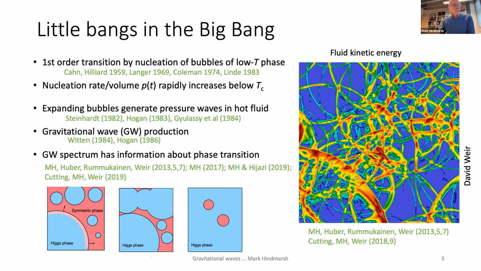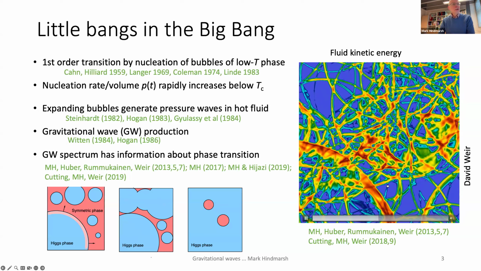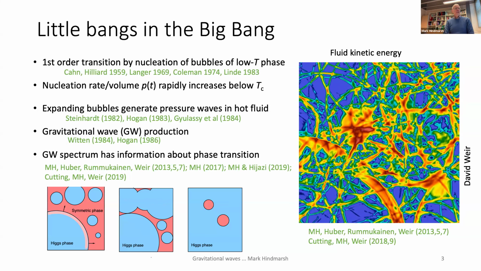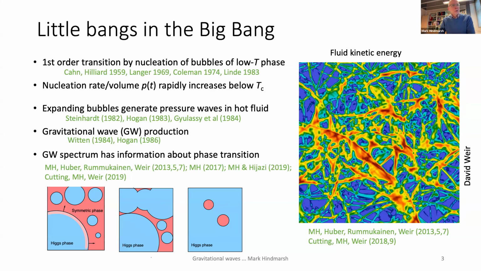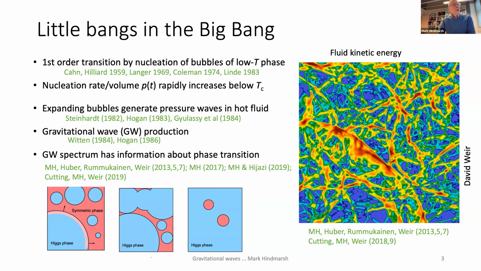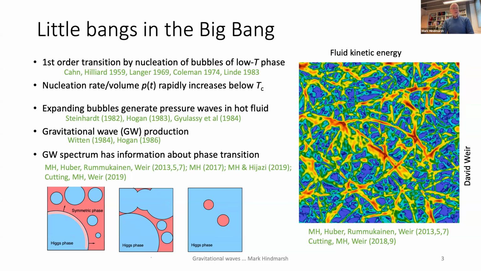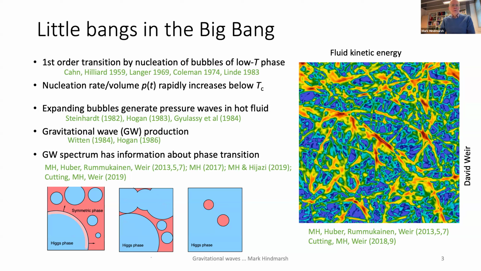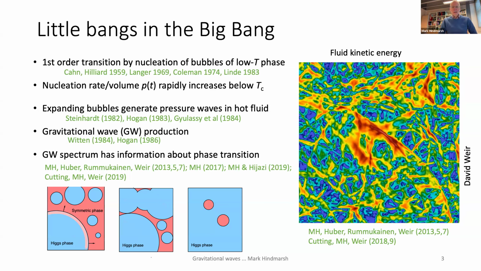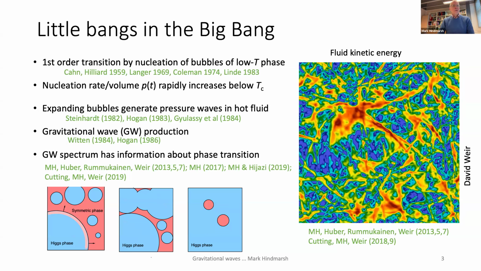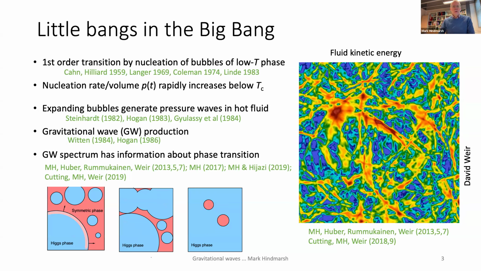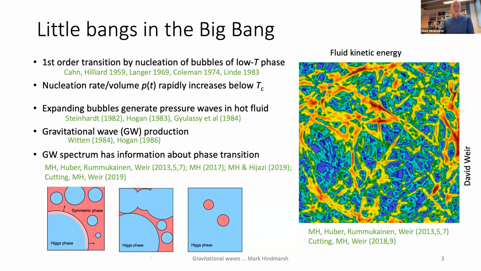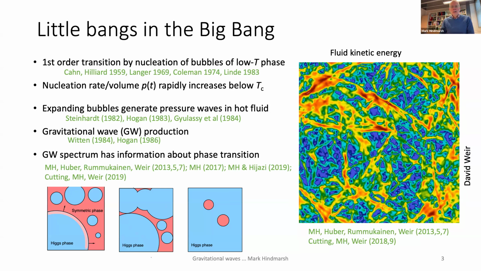So these expanding bubbles have perturbed the fluid. They've generated pressure shells as they expand. By now, the transition has completed, and what's left over is a bunch of pressure waves, i.e. sound waves. And these sound waves are making gravitational waves. The particular spectrum of the gravitational waves has information about the phase transition itself, in particular things like latent heat, wall speed, the time it took the transition to happen, and so on. I'll talk a bit more about those in a moment.